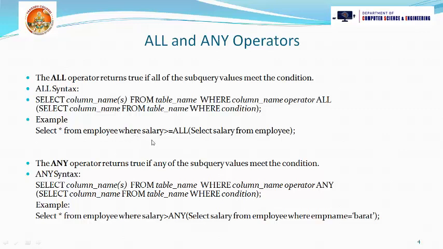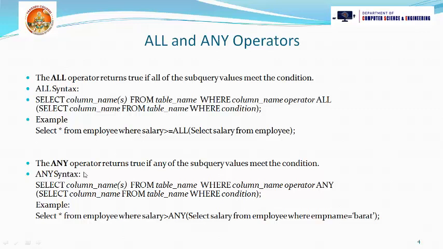The outer query retrieves the salary of the first employee, and this salary is compared with the salaries of all the employees in the table. The all operator returns true only if the salary of the first employee is greater than or equal to the salary of all the employees. Otherwise it will return false. Then the outer query retrieves the salary of the second employee, and it is compared with the salaries of all the employees. In this way the process proceeds.